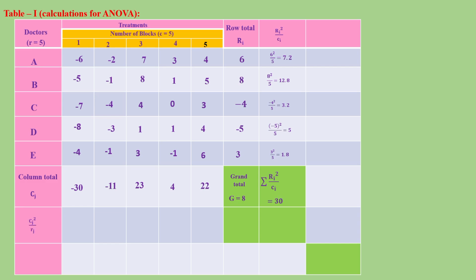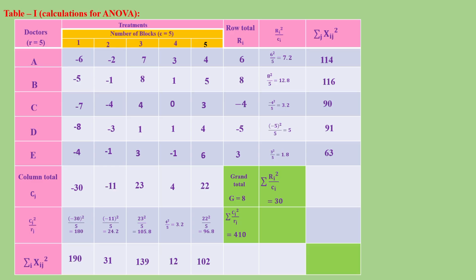Similarly for columns, Cj square by Rj. So 180, 24.2, 105.8, 3.2, 96.8. Summation of Cj square by Rj is 410. Then sum of squares for rows. Squaring all the numbers in the first row and adding, you will get 114. Similarly for all the rows: 116, 90, 91, 63. Similarly for columns, squaring all the numbers in the first column and adding up. So first one 190, 31, 139, 12, 102.